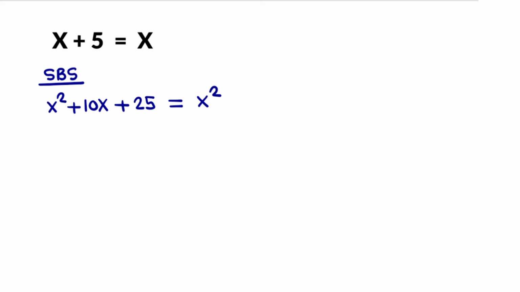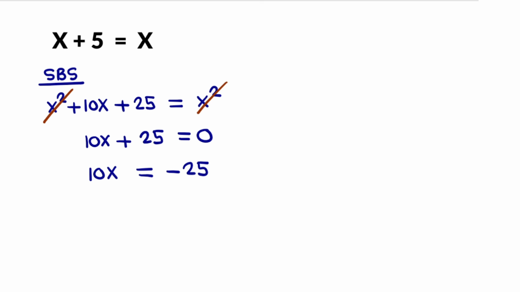Now look at that. We have x squared on both sides, so they cancel. That leaves us with 10x plus 25 equals 0. Subtract 25 from both sides. 10x equals negative 25. Divide by 10, and we get x equals negative 5 over 2. Sounds great, right? We found an answer.